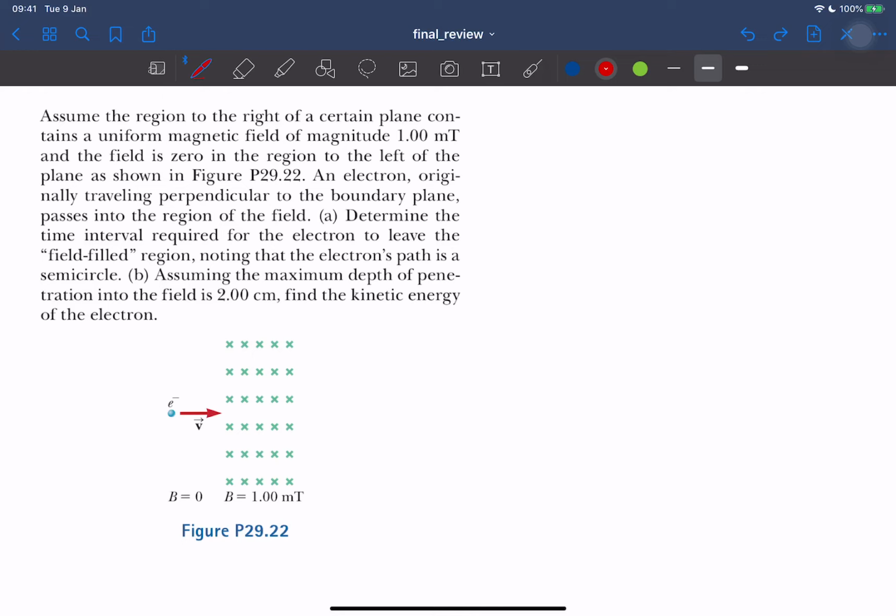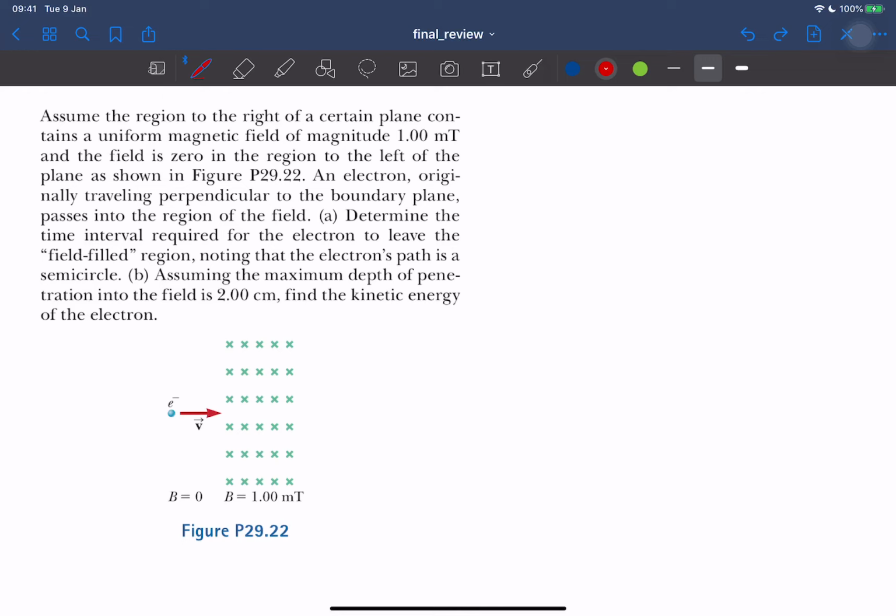Okay, so let's look at this. In this case, we have a negative charge, which is an electron, right, going inside this region with magnetic field. In this region, there's no magnetic field, but here there's some magnetic field. So the electron will feel some kind of magnetic force.